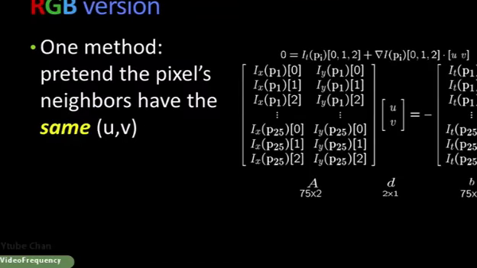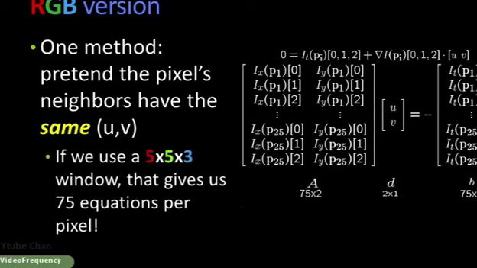One quick note, if instead of doing this in black and white, you were actually doing this in red, green, blue in a colored version, right? You would now have, instead of 25 equations, you'd have how many? You'd have 75 equations, 5 times 5 times 3.